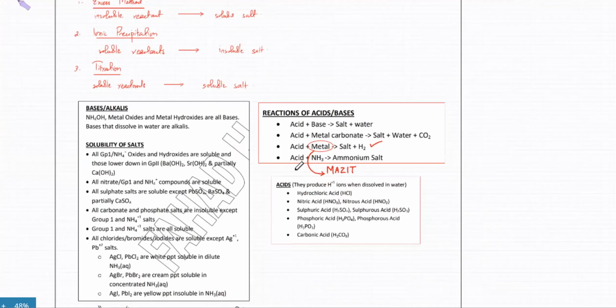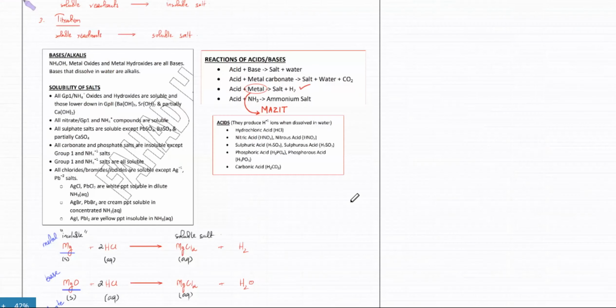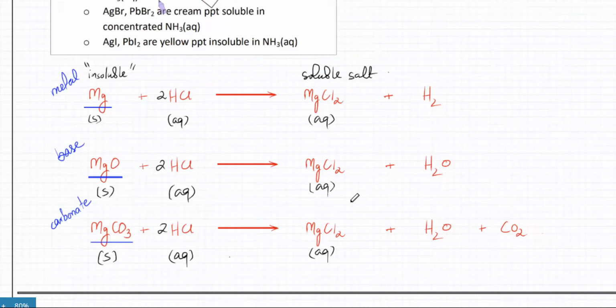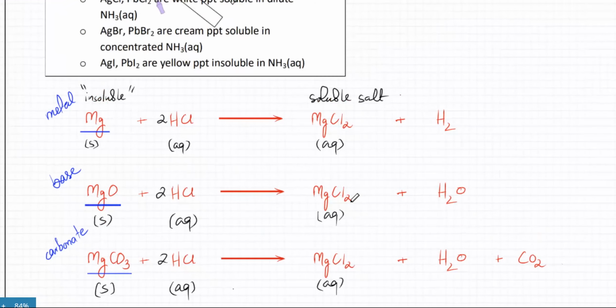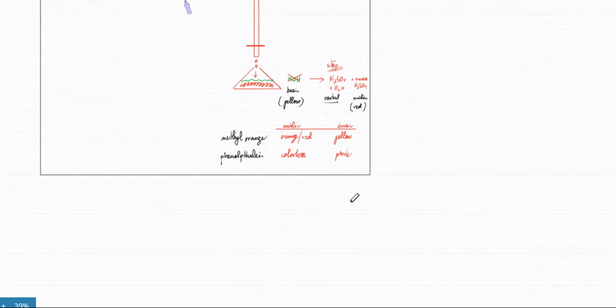So titration was when you had soluble reactants and the salt that you're trying to produce is also soluble. So we did titration, and in titration we did a few questions in which, if you take any random salt, let me just take another one. Let me just extend this.